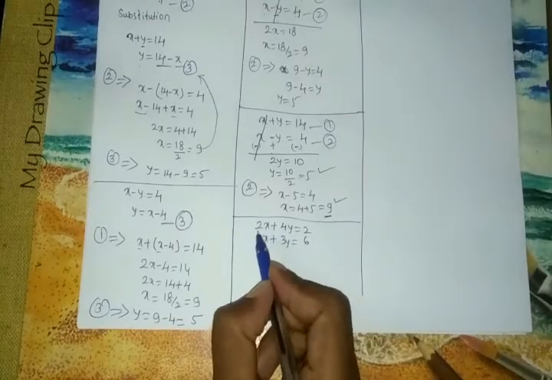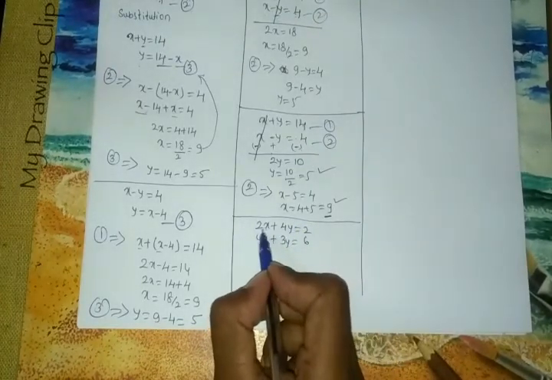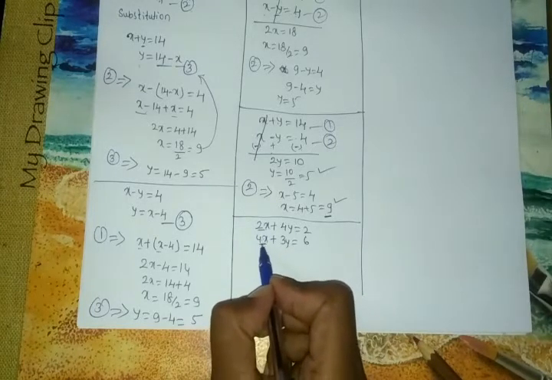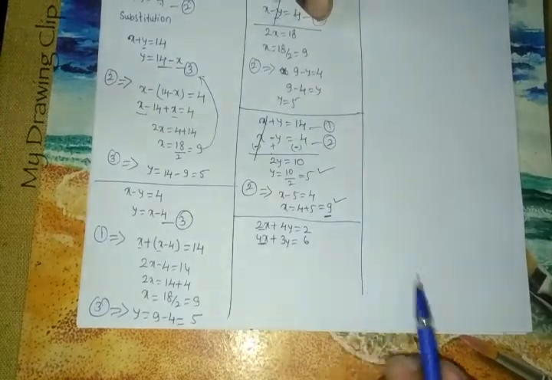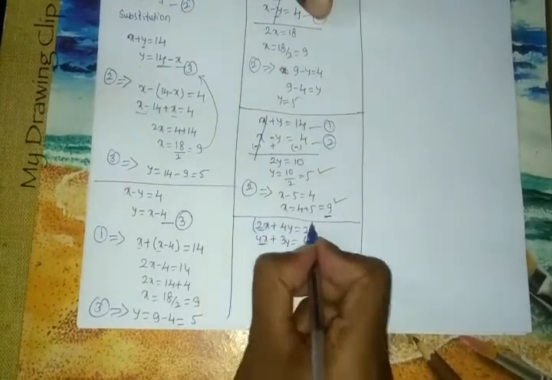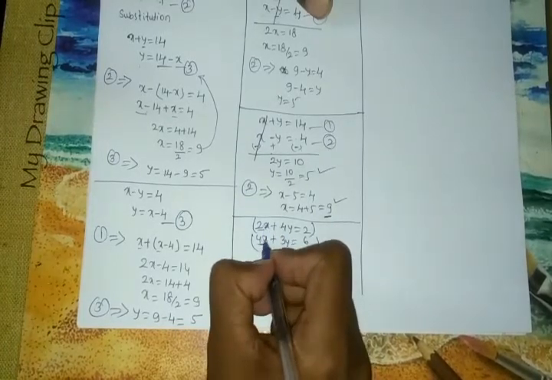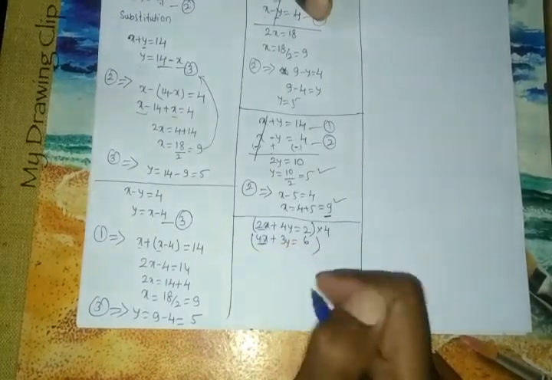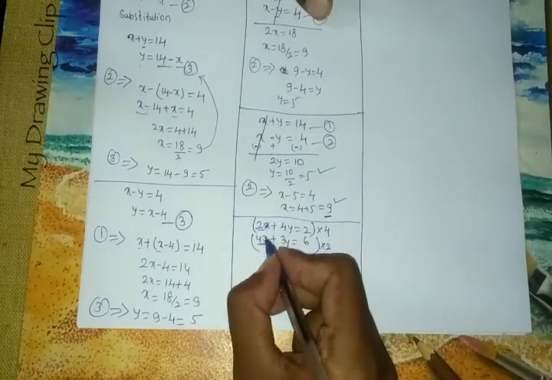In that case both should be the same, but with opposite signs, meaning equation 1 will be plus and equation 2 minus, or it may be the other way around. My main objective is to eliminate it. To eliminate, I have to make the coefficient of this variable the same. So when I multiply this equation with 4 and this equation with 2, I will get the same 8x and 8x.